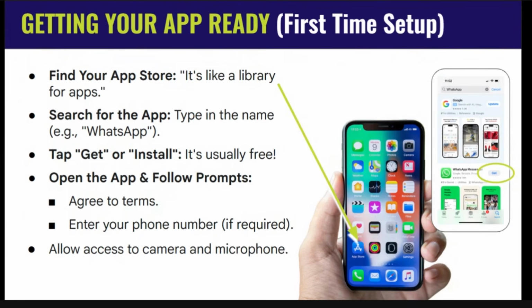This is the most crucial step. The app needs permission to use the camera and the microphone. Otherwise, it can't see or hear you. So make sure you select to allow access.